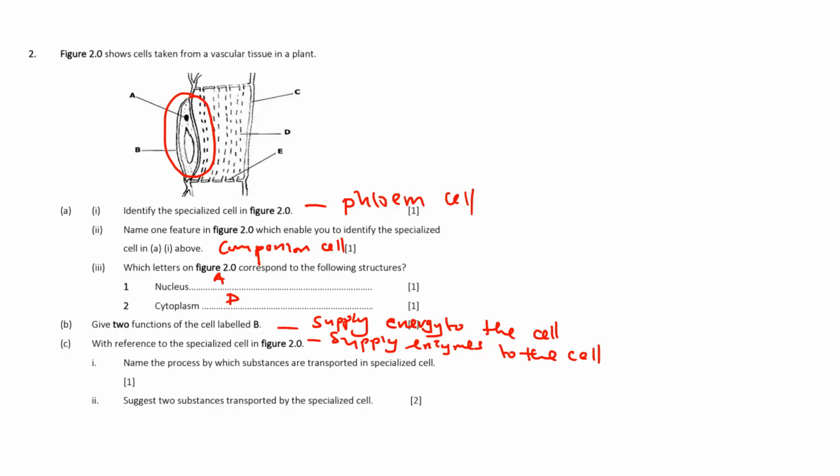With reference to the specialized cell in figure 2.0, name the process by which substances are transported in specialized cells. So the process by which the substances are transported is called translocation. Okay? Suggest two substances transported by the specialized cells. So these transport organic materials. One of them is glucose. Then, of course, the other one, we can put amino acids. So that is what it transports.